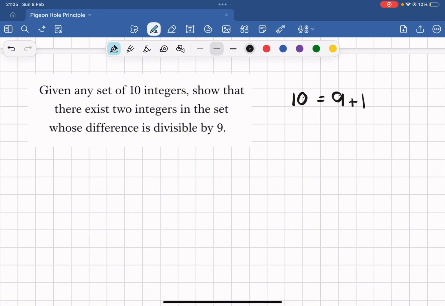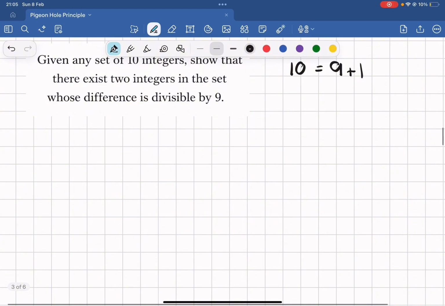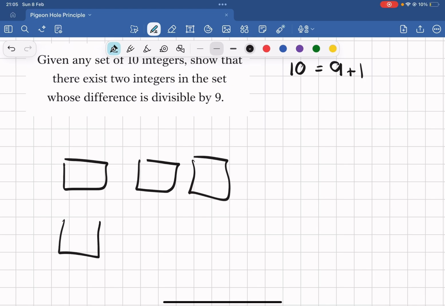The pigeonhole principle involves an idea where you've got a surplus of objects that you are trying to arrange into a number of boxes. Again, if you don't know what that means, go back to my last video. But yeah, we've got 10 integers, and we need to show that the difference of 2 of them is divisible by 9. So somehow we're going to be sorting 10 integers within 9 boxes. Now what these 9 boxes are is for us to uncover.